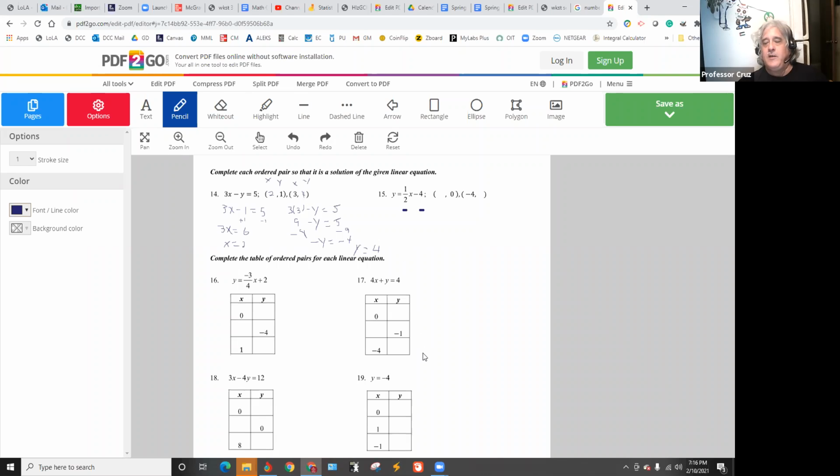All right, now all of these are pretty much the same. It's just that they're in a different form. So go ahead and do this one. And this is when it's in this form right here, y is equal to mx plus b.